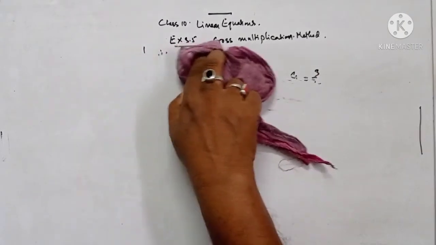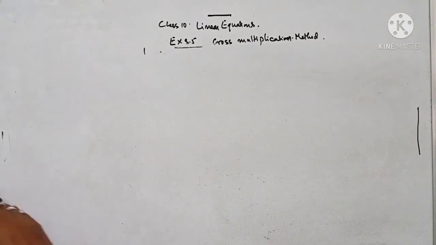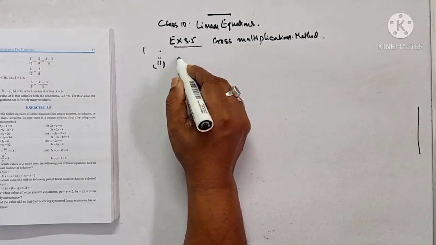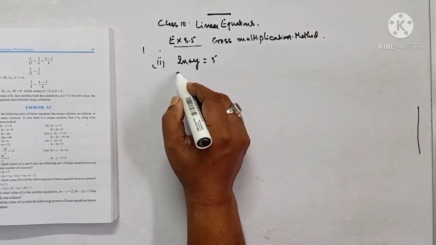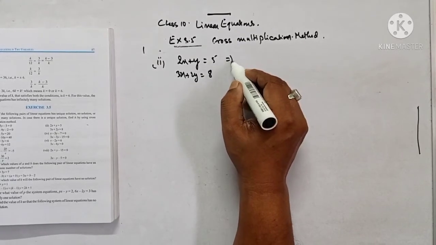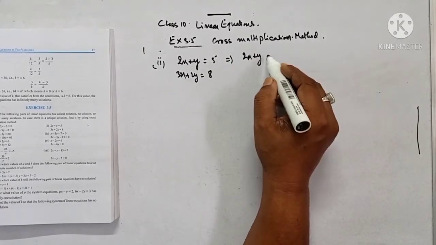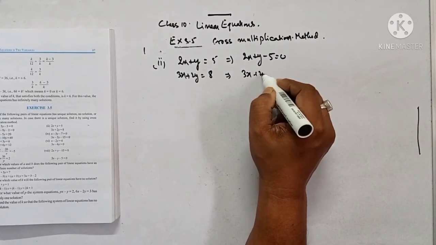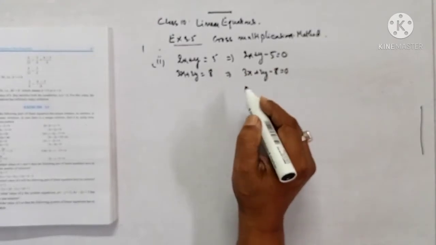Another question. Question number 2 is 2x plus y is equal to 5 and 3x plus 2y equal to 8. So here this will be 2x plus y minus 5 is equal to 0, and 3x plus 2y minus 8 equal to 0. You have to shift all this to one side.